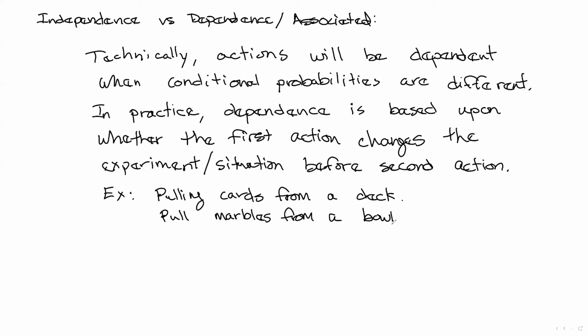And so the way to think about dependence when it comes to actions is, does the experiment, does the thing that you're doing, change when you go through and do the first action before the second? If so, then you have dependent or associated actions. All right. And I think this will make even more sense when you can compare it with independence. So let's talk about independence real quick.